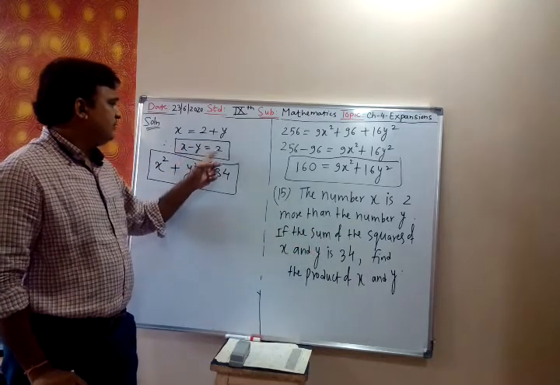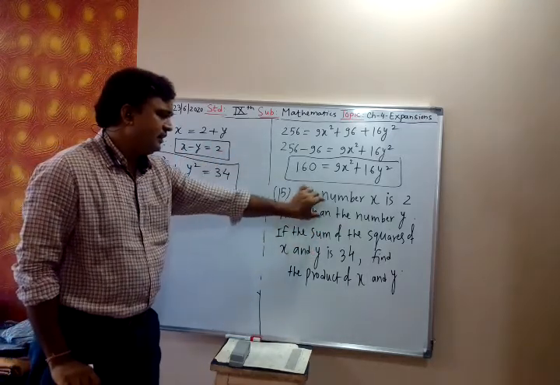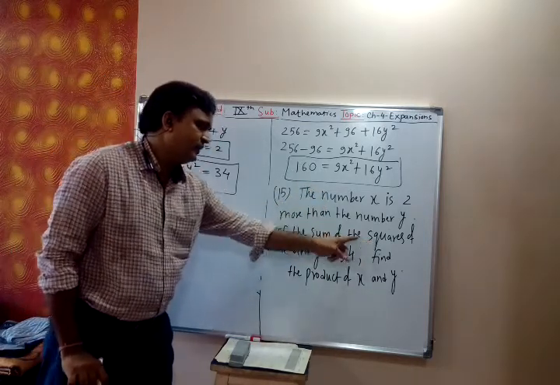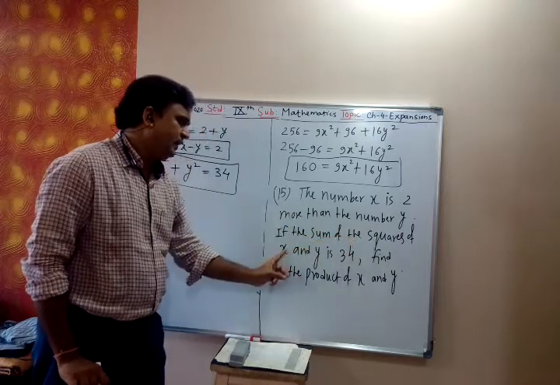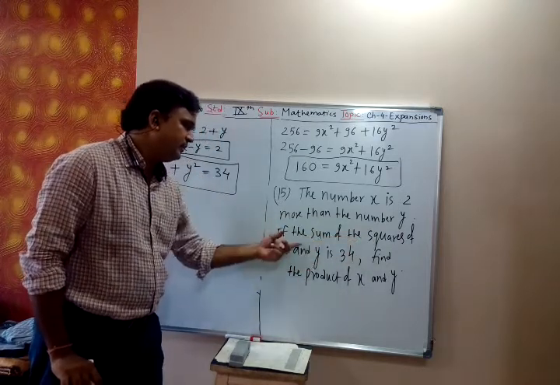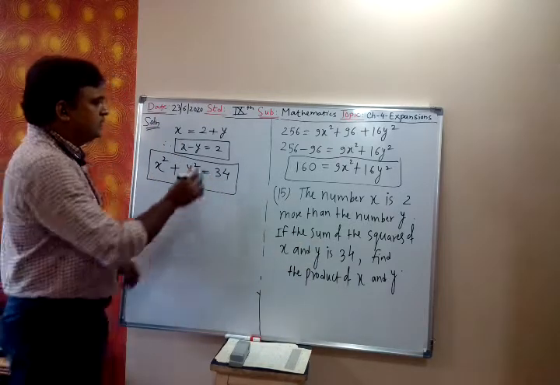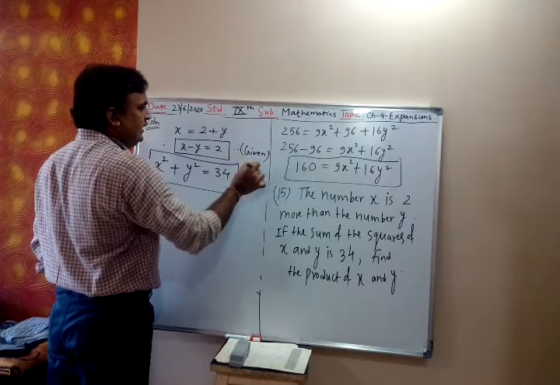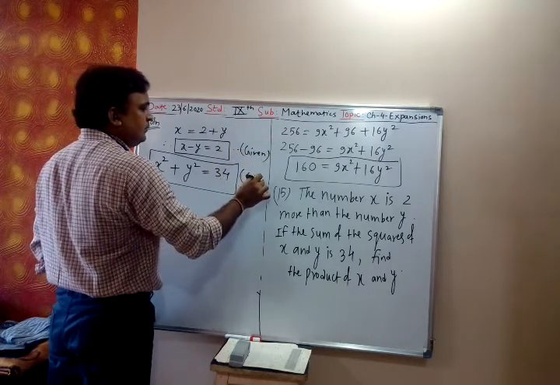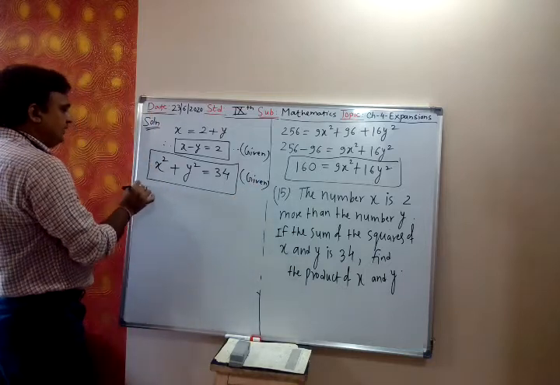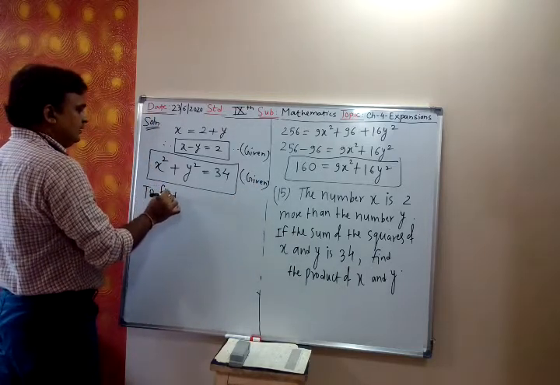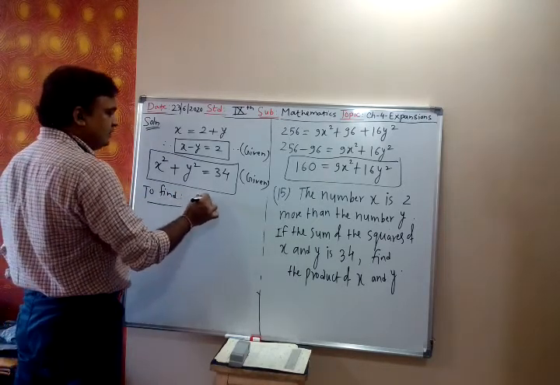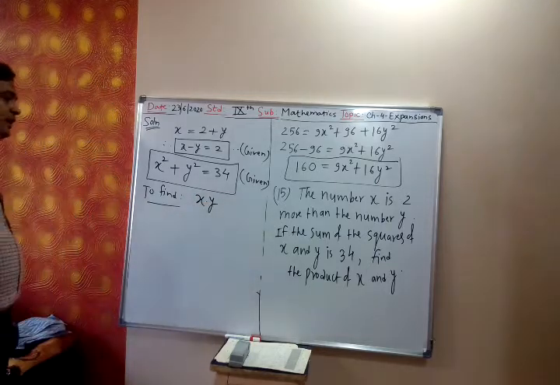Now x minus y is 2. This is the first condition we get. Now from the second condition, the sum of the squares, x square and y square, their sum is 34. These are given. And it is asked to find the product. Product means x into y. You want to find x into y.